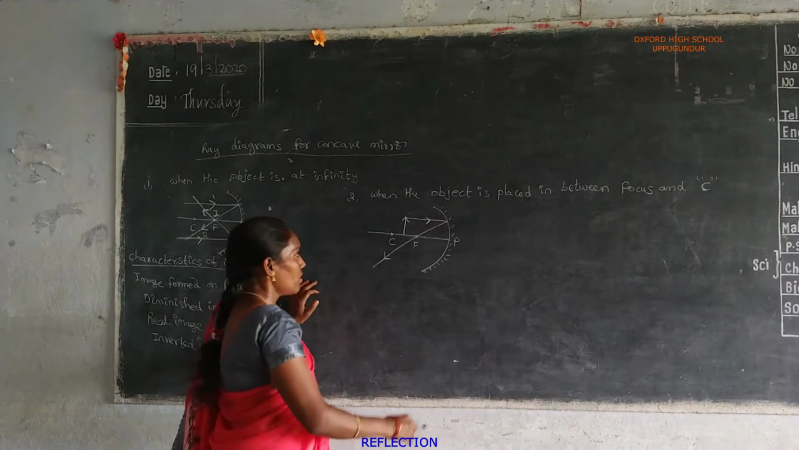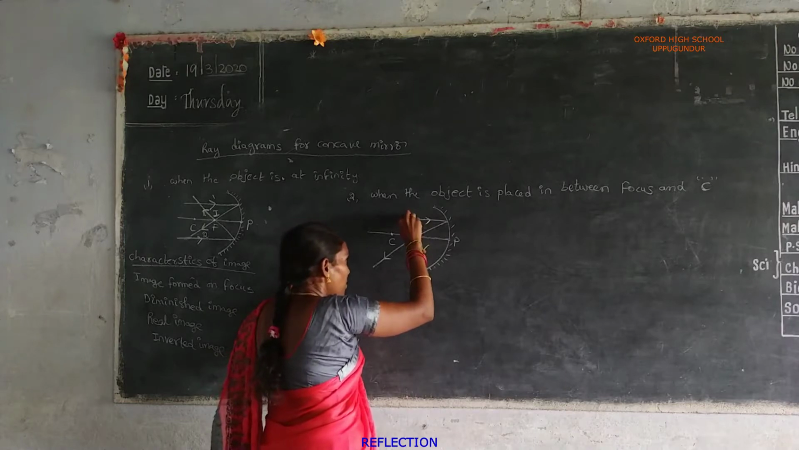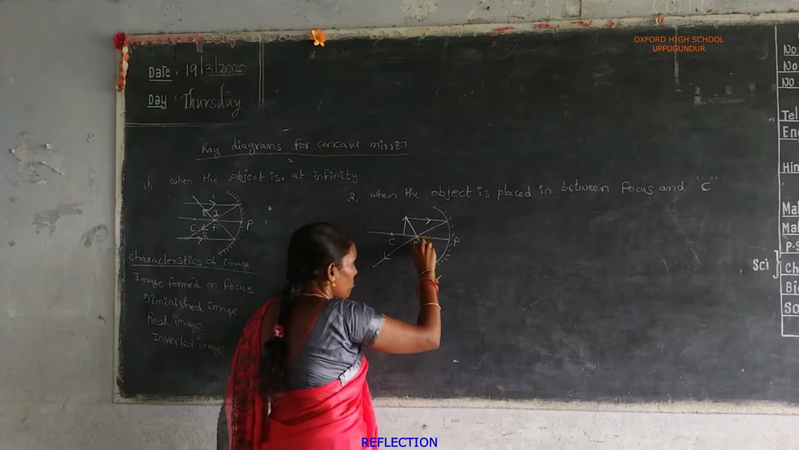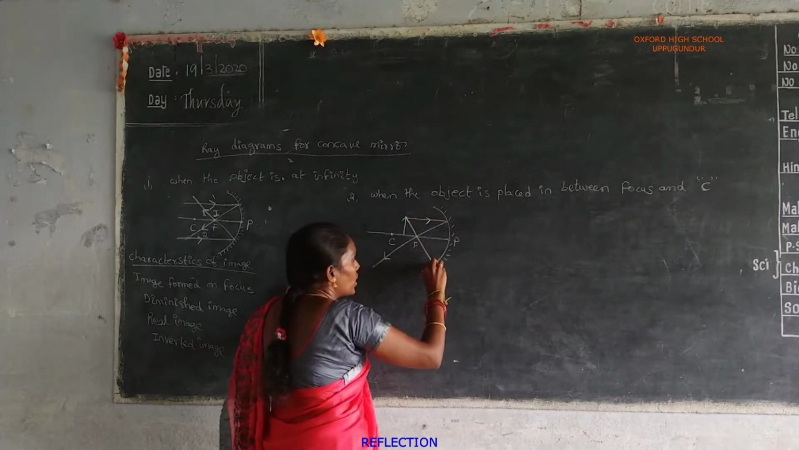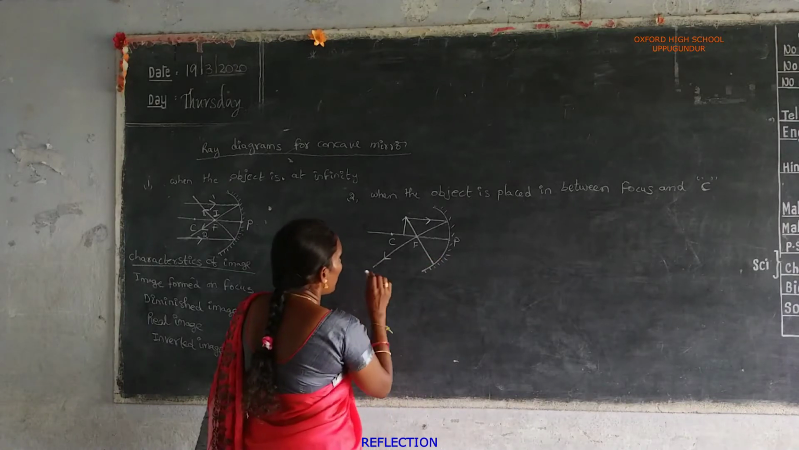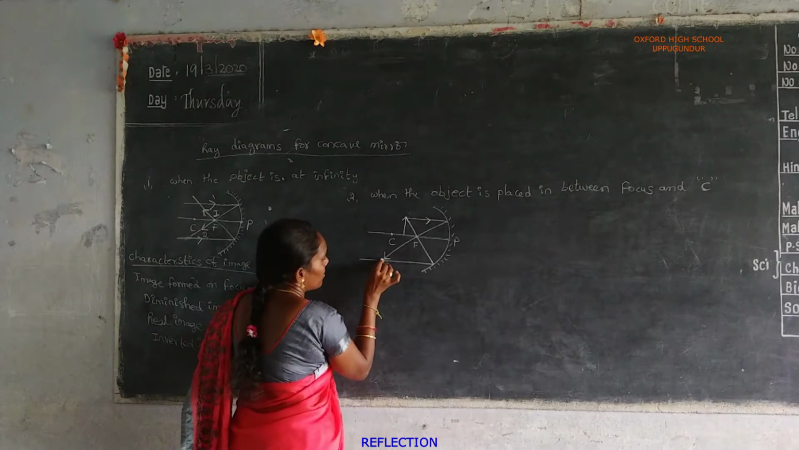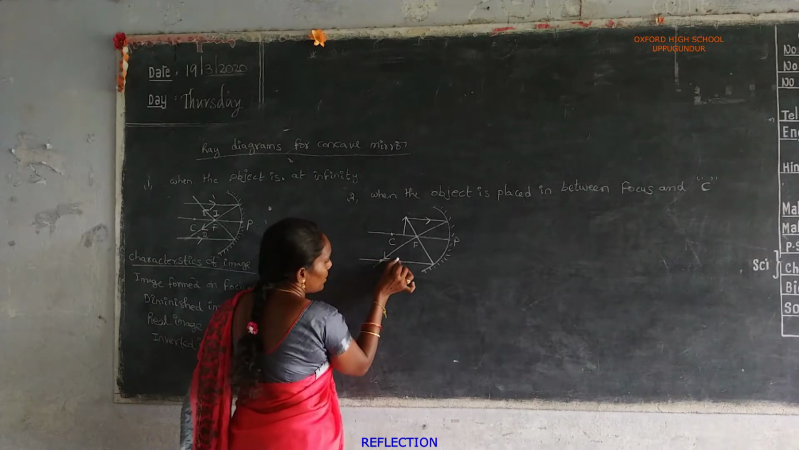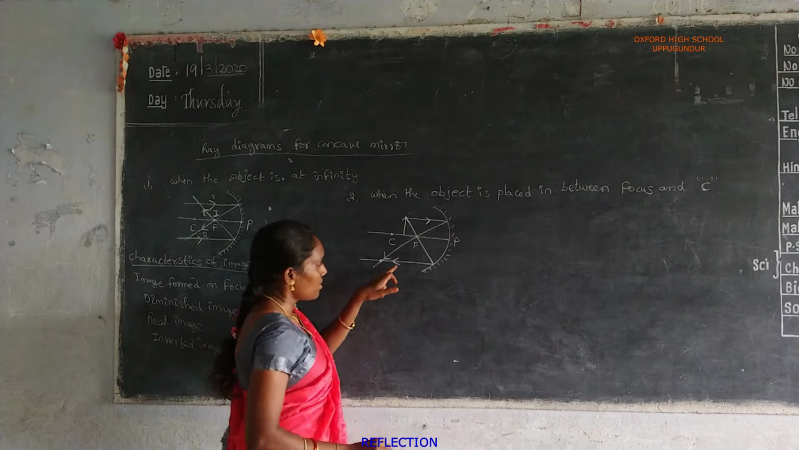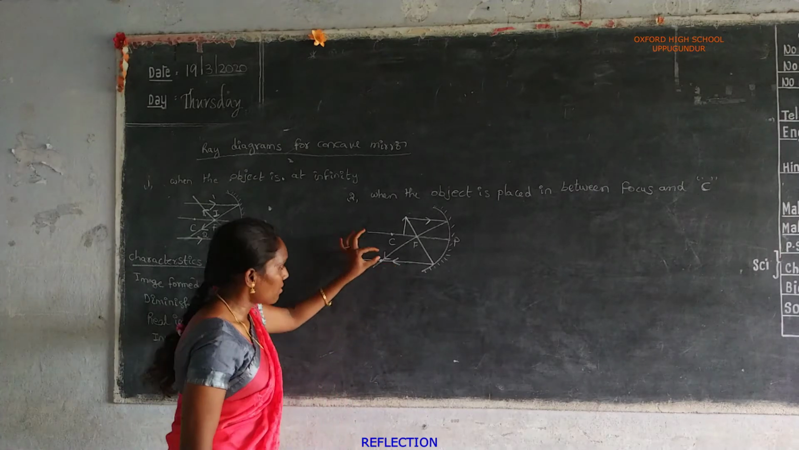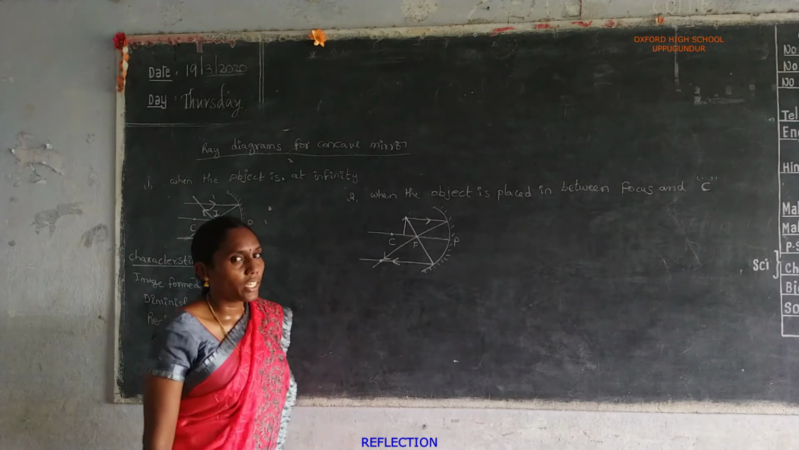See the second one. The second light ray passes through the focus and is incident on the concave surface. After reflection, it will be parallel to the principal axis. This is the second reflected ray. First reflected ray, second reflected ray.